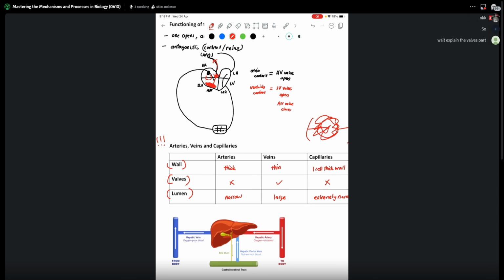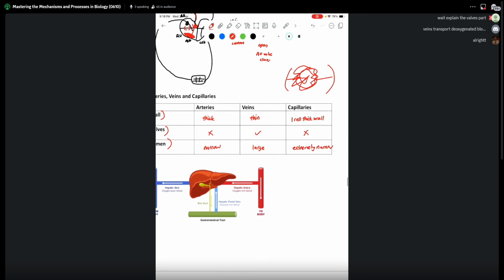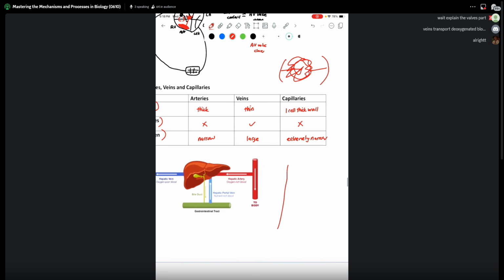Explain the valves part. Arteries have no valves because the blood is pumped at higher pressure. Veins need to have valves. You know why? Because in our legs, for example, this is our legs, right? Please don't talk about feet. So this is the veins. The blood, after it has undergone respiration and everything, will go back to the heart.